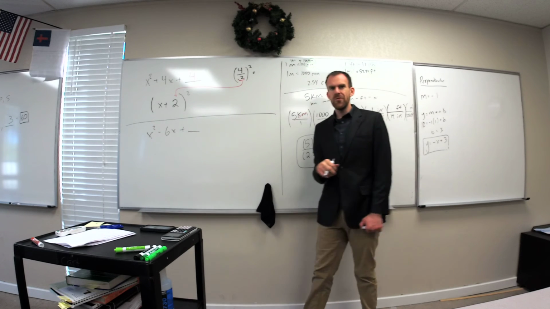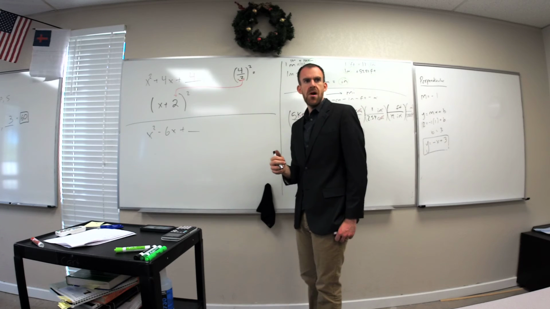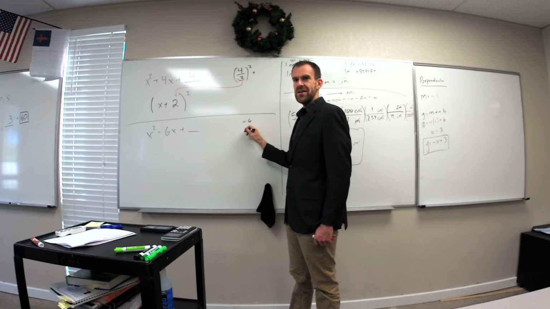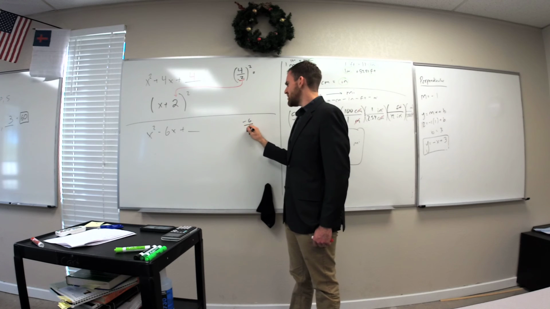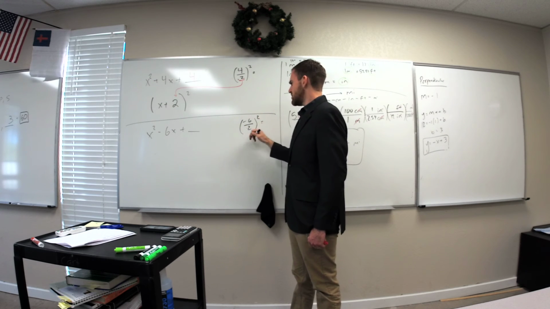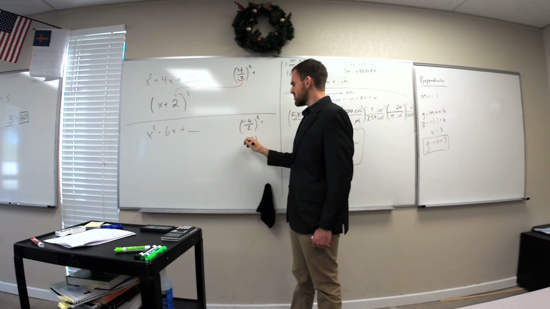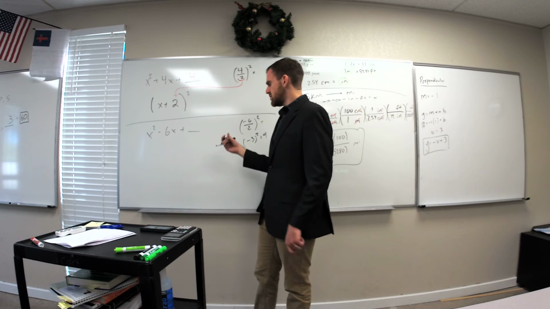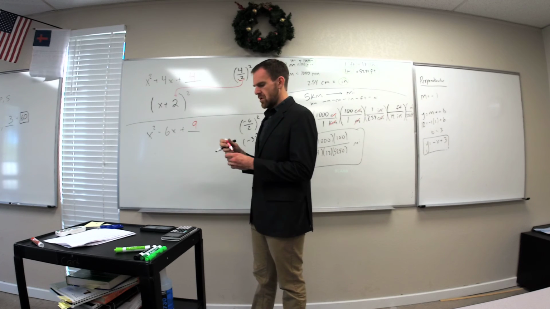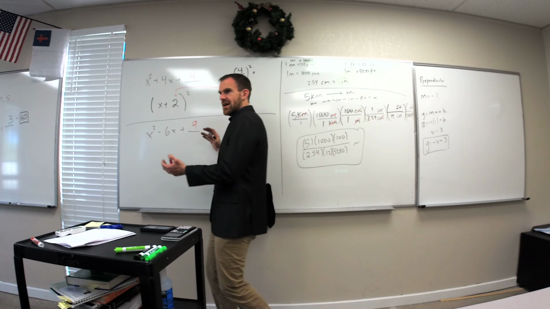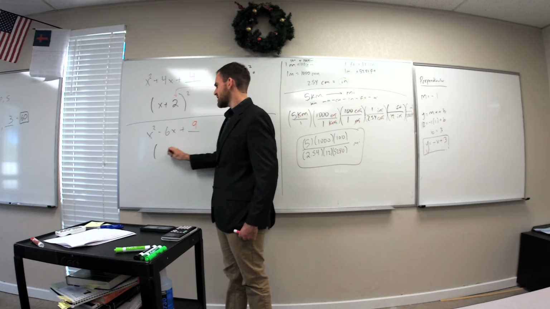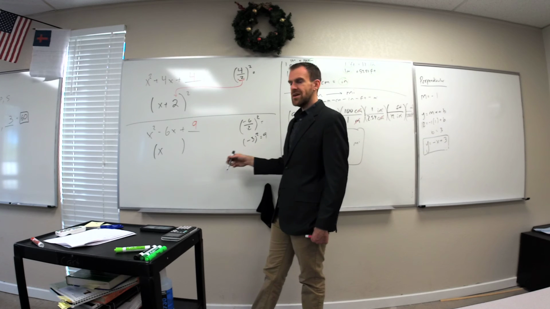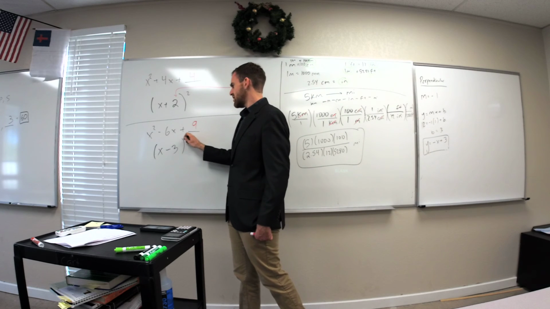Okay, what's the number in front of the x? Negative 6. Then you divide by 2 and square that. Negative 6 divided by 2 is negative 3. Squared is 9. So you're going to add 9. Okay? How can I simplify this? This becomes x. What's this number? Minus 3. So it's x minus 3 squared.